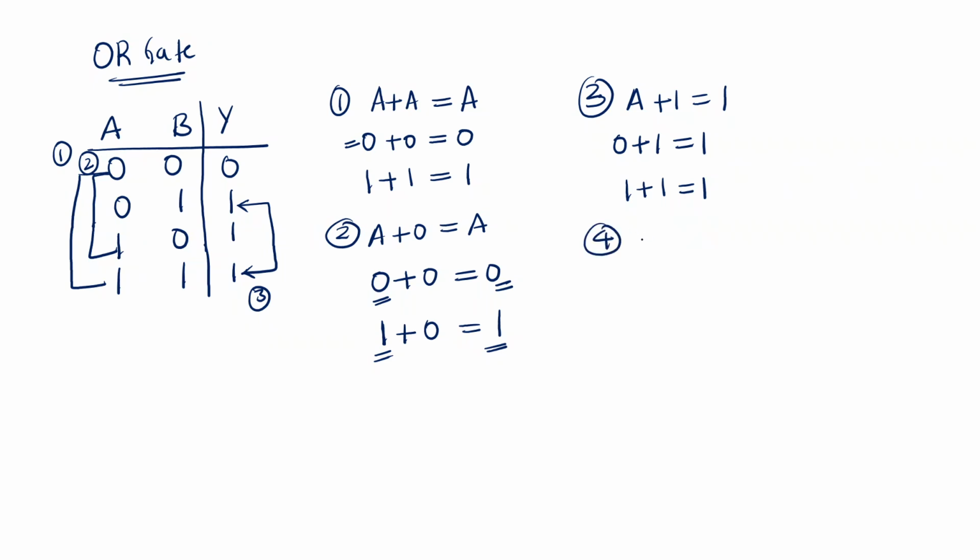And next is A OR A bar, the complement of A. This is equal to what? 1 you are getting. So A OR A bar equal to 1 means the second one and third one. This is the fourth law. If you take A as 0, the complement of this is 1, you are getting 1 itself. If you take A as 1, the complement of 1 is 0, you are getting 1 itself.